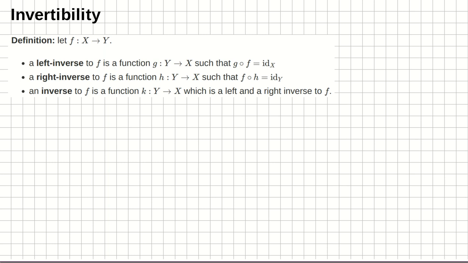In this video I'm going to talk about invertibility of functions. So if you've come across inverse trigonometric functions like sine to the minus 1 or arc sine, then it's going to be a similar thing to that.